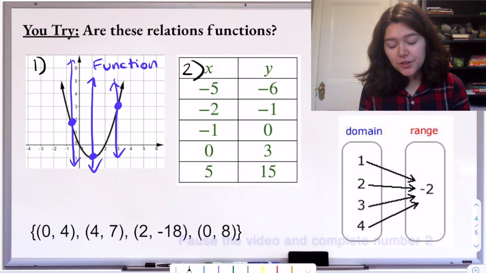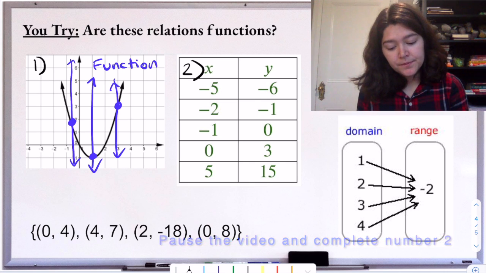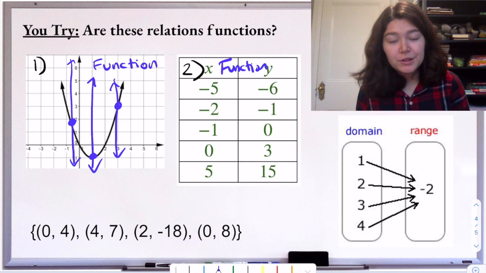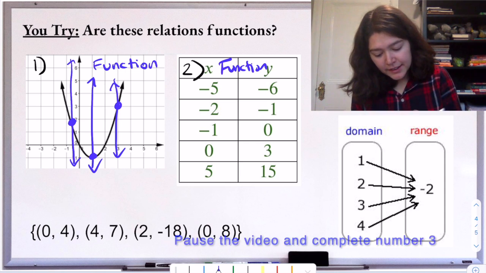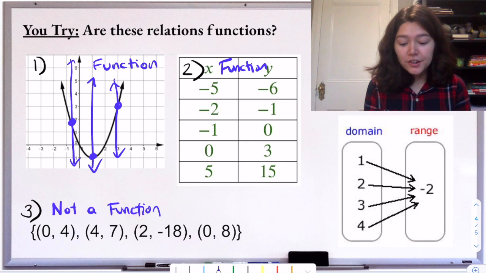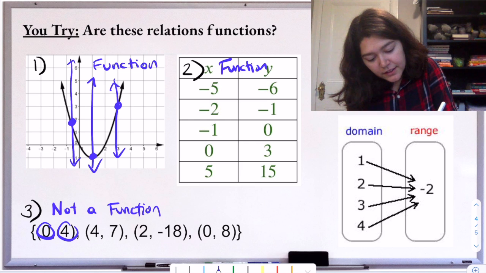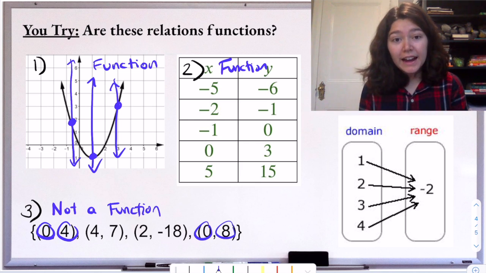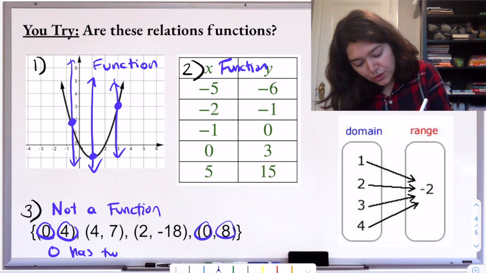Now try our table 2. Is the relation represented in the table a function? Yes, 2 is a function. For each input, there is exactly one output. Now try 3. 3 is not a function because we have 0, 4 and then 0, 8. So we have the input of 0. 0 has 2 different outputs, so that makes it not a function.